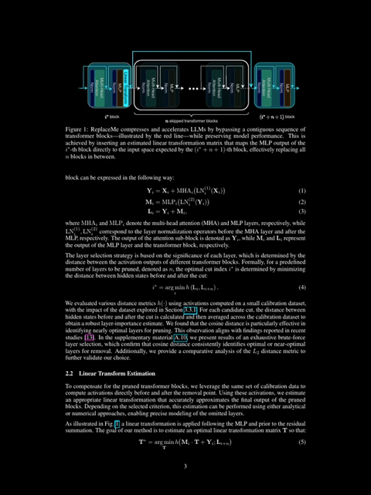Equation 4. We evaluated various distance metrics h using activations computed on a small calibration dataset, with the impact of the dataset explored in section 3.3.1. For each candidate cut, the distance between hidden states before and after the cut is calculated and then averaged across the calibration dataset to obtain a robust layer importance estimate.